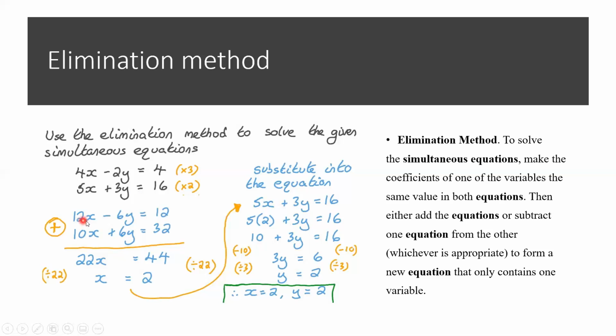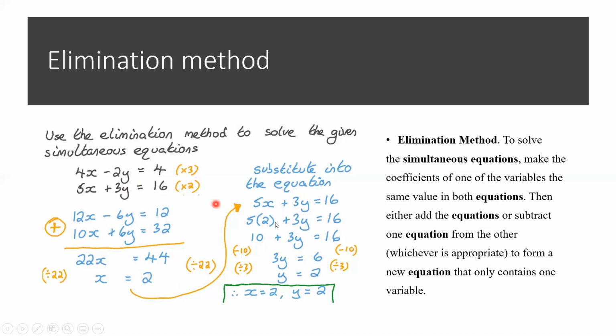Okay, let's do that. 12x plus 10x is 22x. Negative 6y plus positive 6y is 0. I'm not going to write it. 12 plus 32 is 44. Okay, now as you can see, it's a linear equation because I canceled the y's, I got rid of them. Now there's only one unknown variable, which is x. 22x equals 44. Divide both sides by 22. x will be 2. Okay, so now once I find x, it will be easy for me to find the other unknown, y, because I'm going to put this 2 in one of the equations, and that will give me the other unknown.